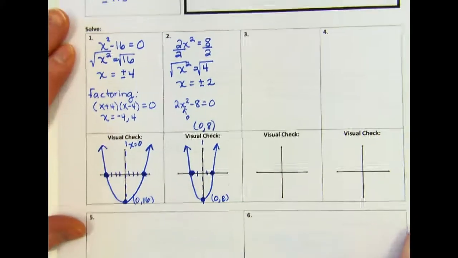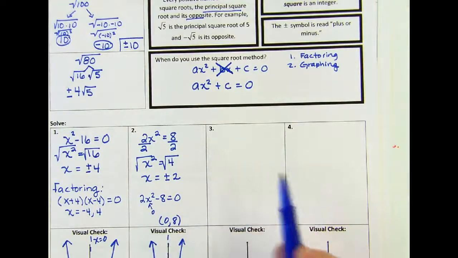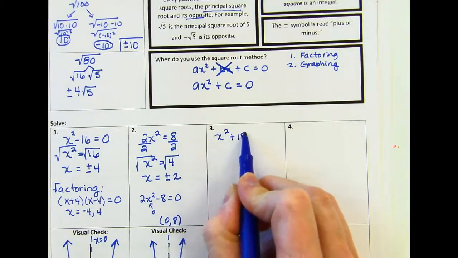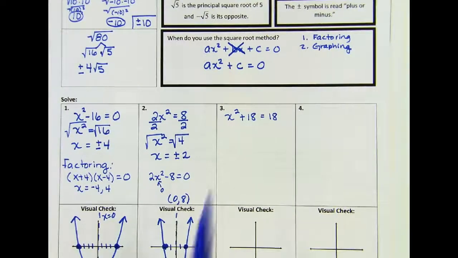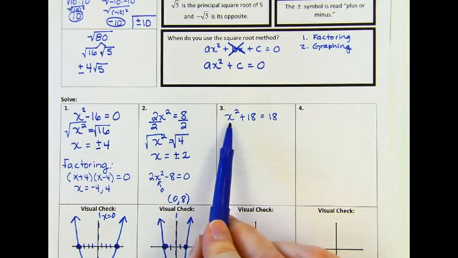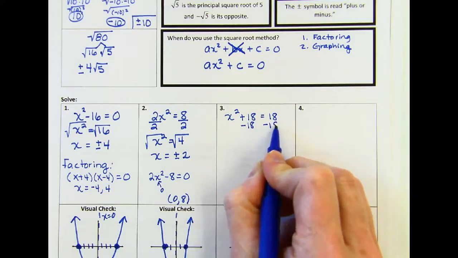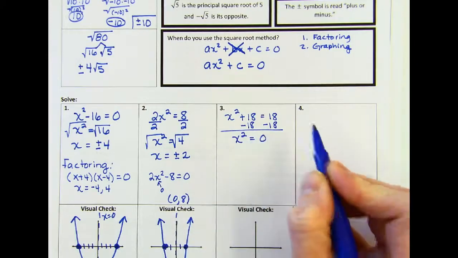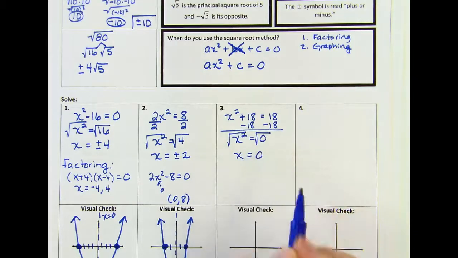Okay, so now let's look at question number 3. This one looks a little different. This one is x squared plus 18 equals 18. If you look at that, you can automatically see, once again, I don't have a bx, so I can isolate the x squared. So I subtract the 18, and I get x squared equals 0. Take the square root of each side, so x equals 0.